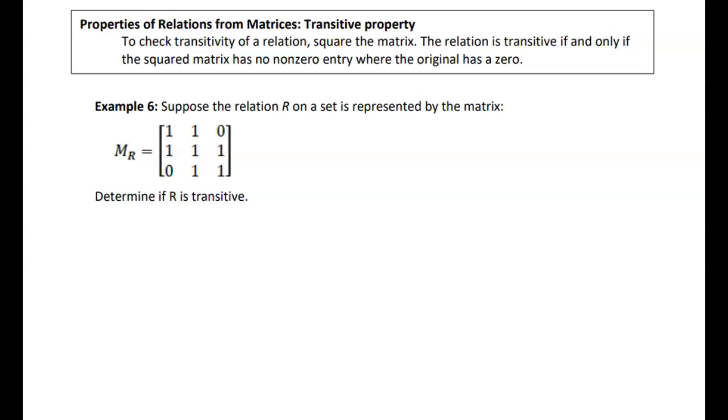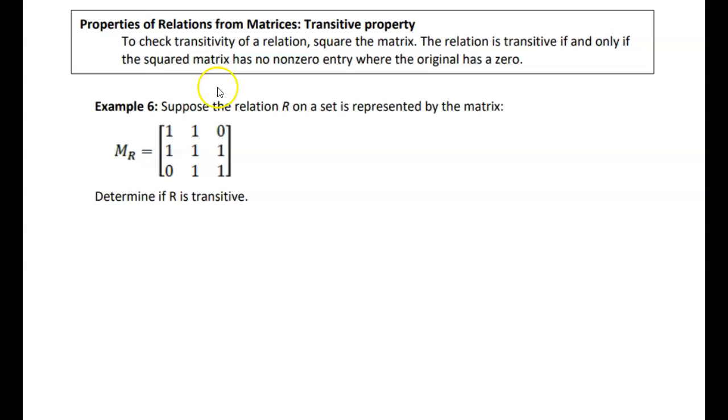Hello and welcome. In the next couple of examples, we're going to look at how to figure out whether a relation is transitive, if it has the transitive property, by looking at its adjacency matrix. To check transitivity of a relation, you want to square the matrix. You can multiply it using Boolean algebra, just like before. You can also multiply using regular numbers, regular multiplication. But let's stick with Boolean algebra for now, since we're doing that.